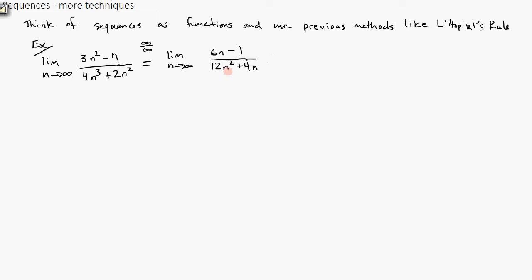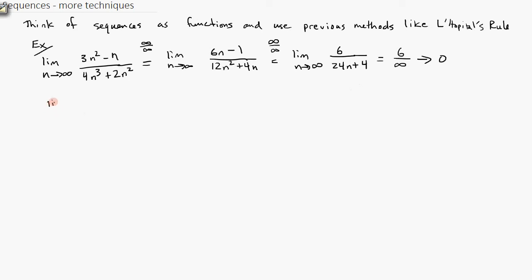Then as n goes to infinity, this is still infinity over infinity. So we again use L'Hopital's rule. So the derivative of the top is 6. The derivative of the denominator is 24n plus 4. Now, as n goes to infinity, the numerator is just 6, and the denominator goes to infinity. And so this goes to 0, because the denominator gets larger and larger, so the whole fraction gets smaller and goes to 0. Okay, so that's the first example.